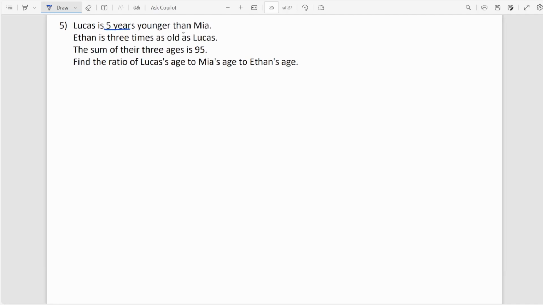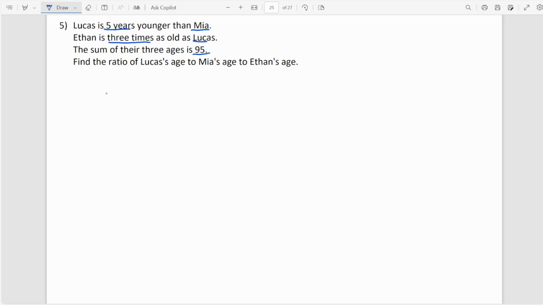Lucas is 5 years younger than Mia. Ethan is 3 times as old as Lucas. The sum of their 3 ages is 95. Find the ratio of Lucas' age to Mia's age to Ethan's age. All right. So this is very similar to the previous profit question, where we're going to look for the common person between those two sentences, and we can see that it's Lucas, okay? We have Lucas over here and Lucas over here, all right?